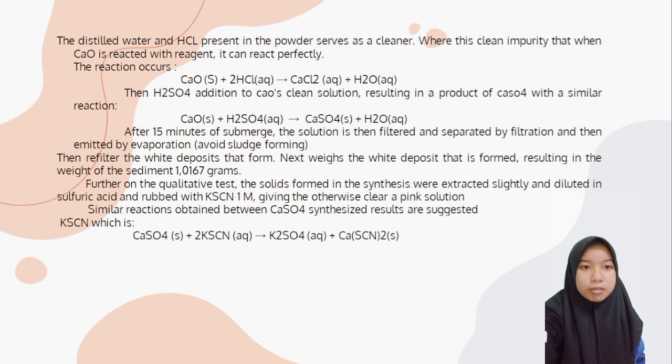The reaction occurs: calcium monoxide plus HCl produces calcium chloride plus water. Then sulfuric acid is added to the clean solution, resulting in a product of calcium sulfate with a similar reaction: calcium monoxide plus sulfuric acid produces calcium sulfate plus water.